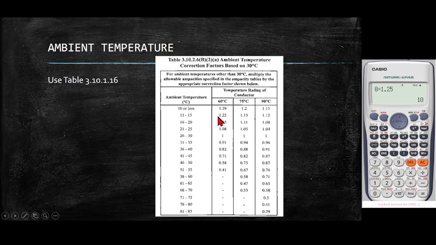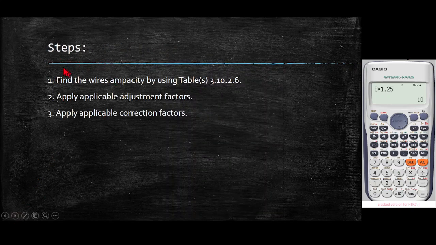So this is what we multiply to the ampacity. The ampacity will either go up depending on the temperature, or go down if we are going to use the wire at a temperature higher than its temperature rating. So the steps: apply the wire ampacity using the three tables, then use the applicable adjustment factors and the correction factors in terms of temperature.